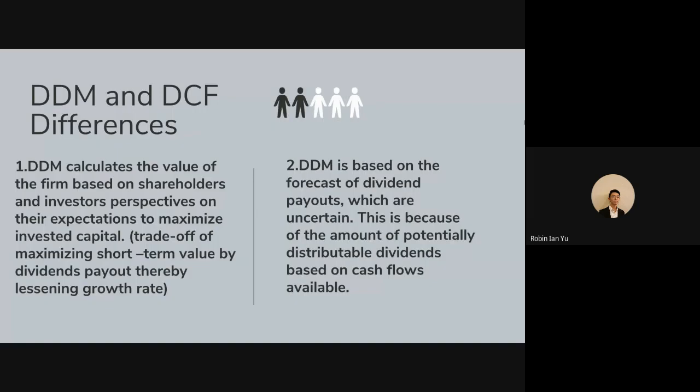Now the DDM and the DCF have a few differences, the DDM being a variant. The DDM calculates by considering the investors' perspective on their expectations to maximize invested capital. So there's a trade-off between maximizing short-term value through dividend payouts, thereby lessening the growth rate. And second, the DDM is based on the forecast of dividend payouts, the potentially distributable dividends based on the cash flows available. Thank you.